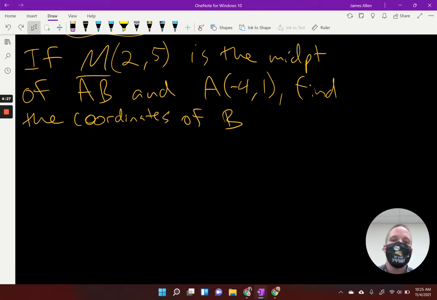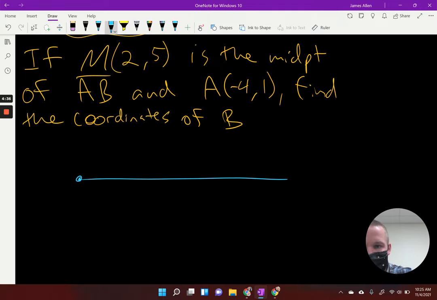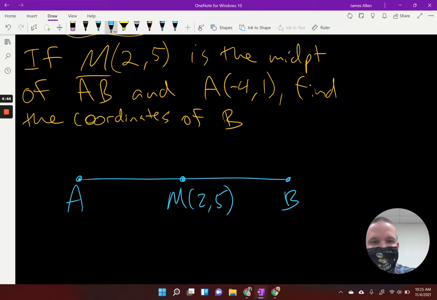If M, which is (2, 5), is the midpoint of AB and A is (-4, 1), find the coordinates of B. All right, so we usually draw this out where we have an endpoint A, endpoint B. It doesn't matter which way A and B are, but what does matter is that M is in the middle here, which is (2, 5). Now A is (-4, 1).